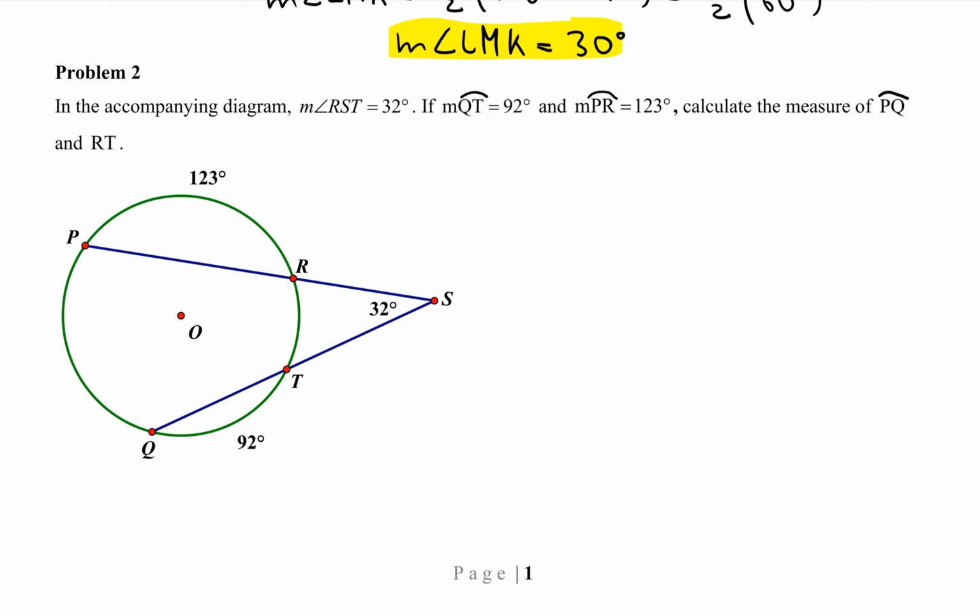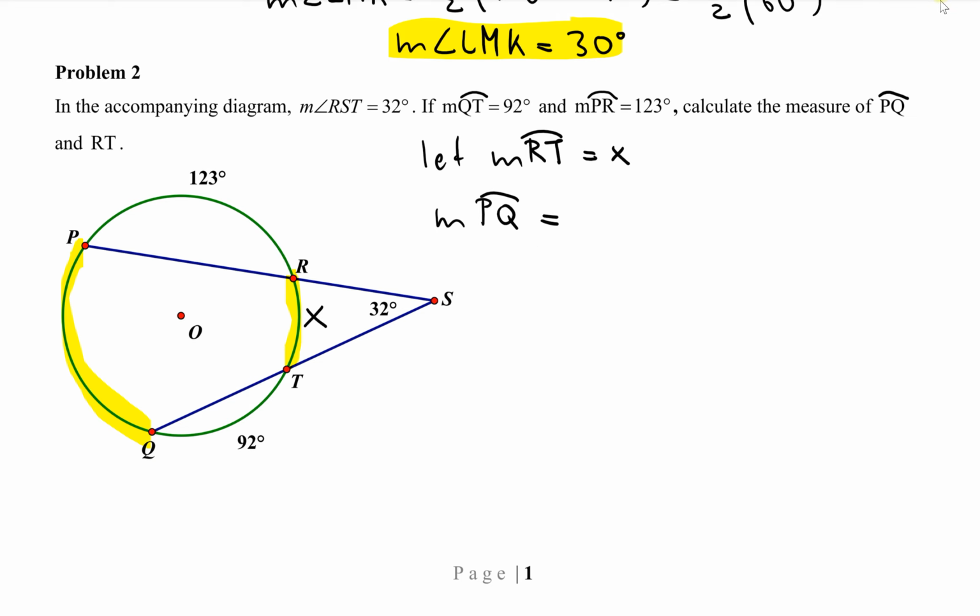Arc PQ. Here we don't have the measures of the arcs that the angle intercepts. Basically, we don't have the measure of this arc and we don't have the measure of this arc. As a matter of fact, we need to find the measure of arc PQ. So how do we do this? What we can do here is designate one of the arcs to be equal to x. For example, let the measure of arc RT equal x. I'm going to put that in the diagram. So in this case, what is the measure of arc PQ equal to in terms of x then?